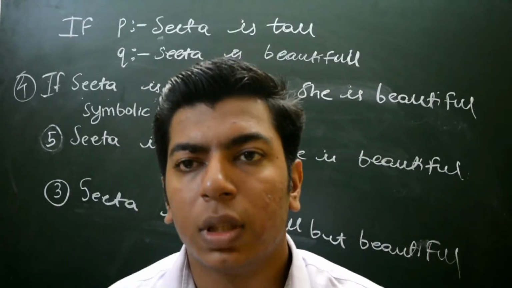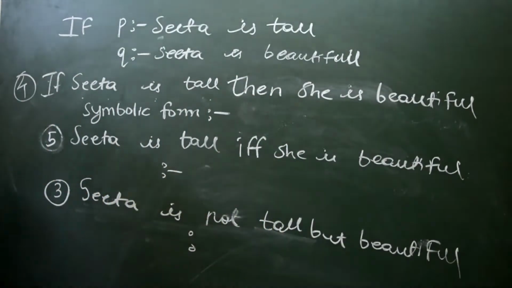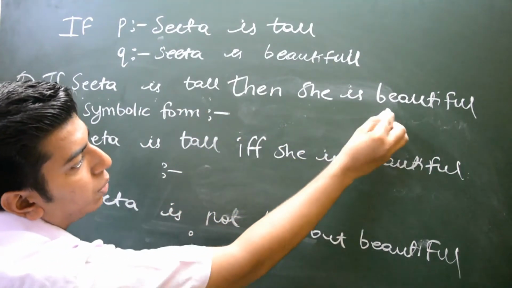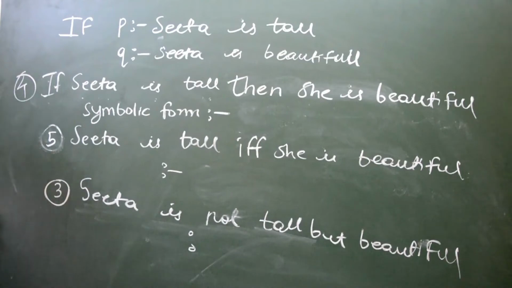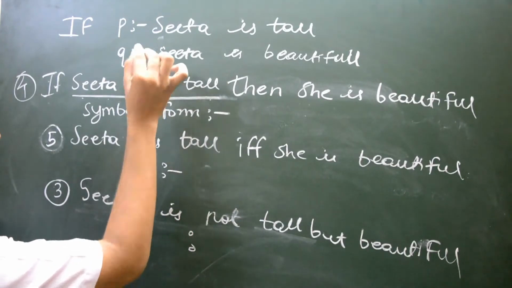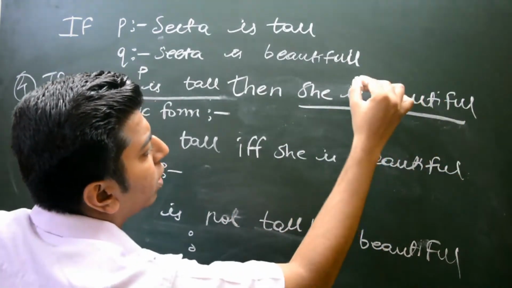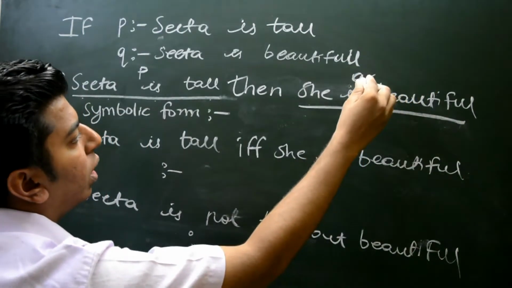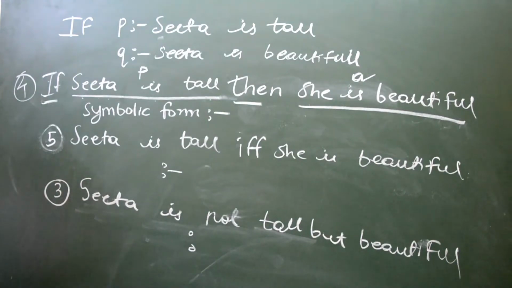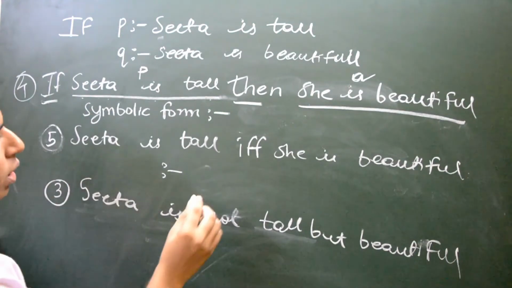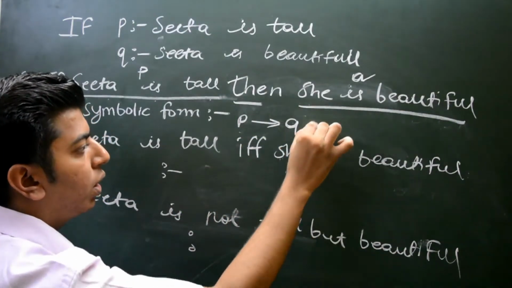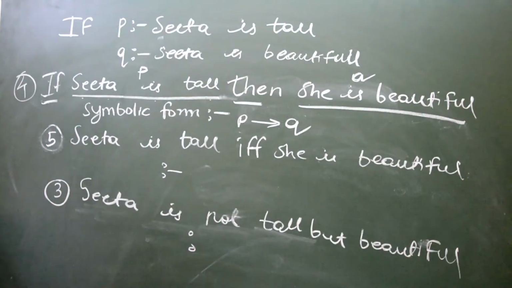So number 4 is, if Sita is tall, then she is beautiful. So this statement denotes P, this statement denotes Q, and what about this if and then? It denotes implication, that is implies, P implies Q, P implies Q.